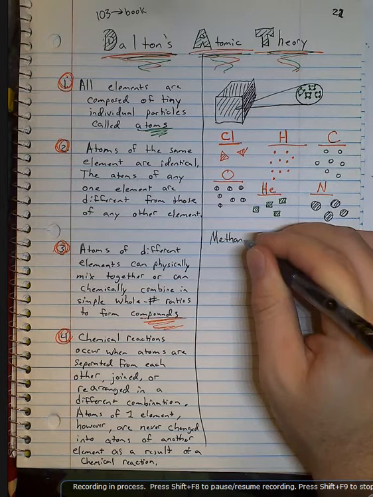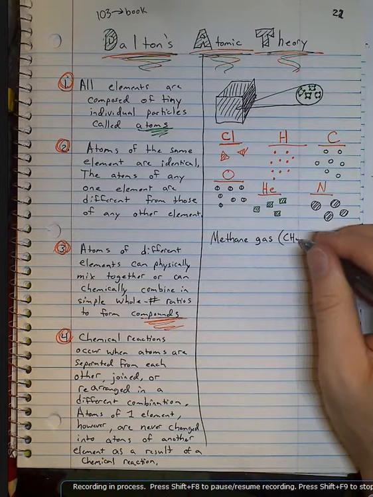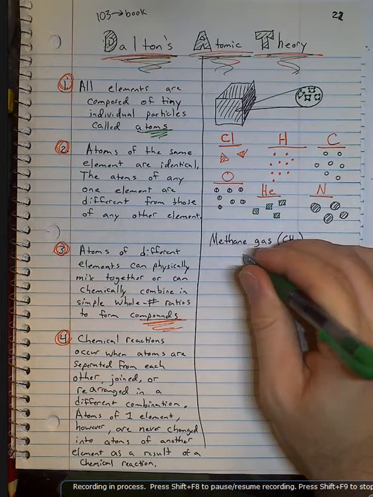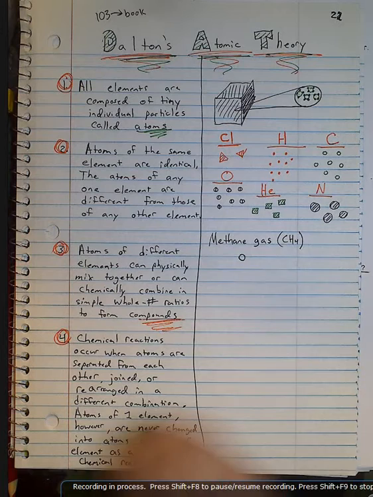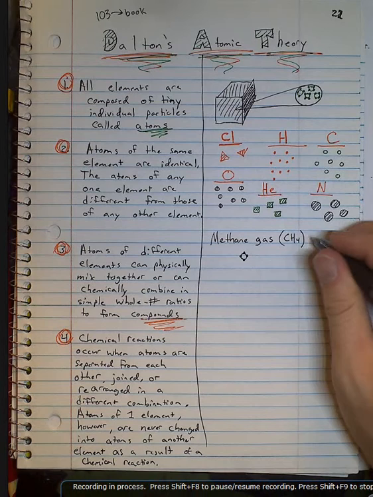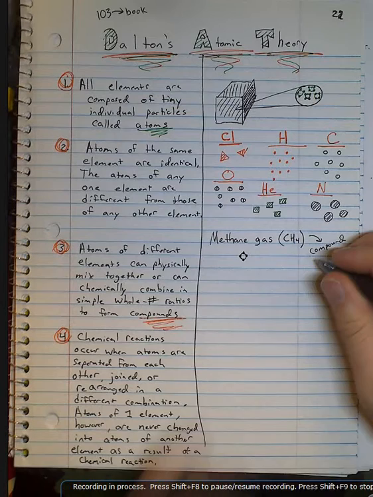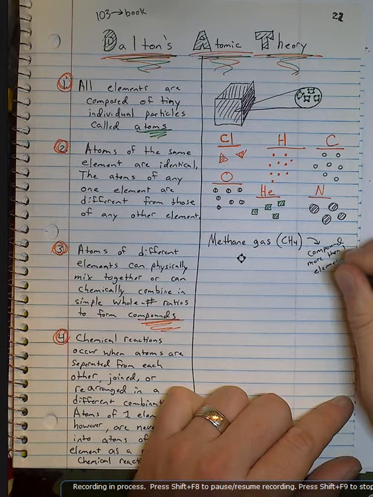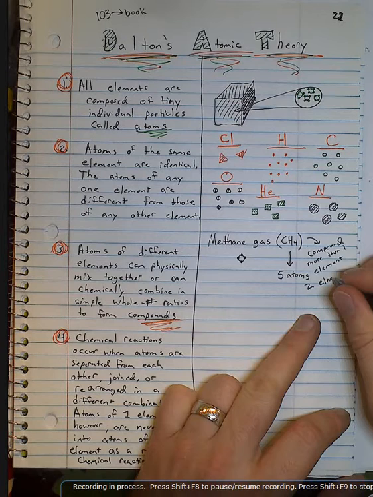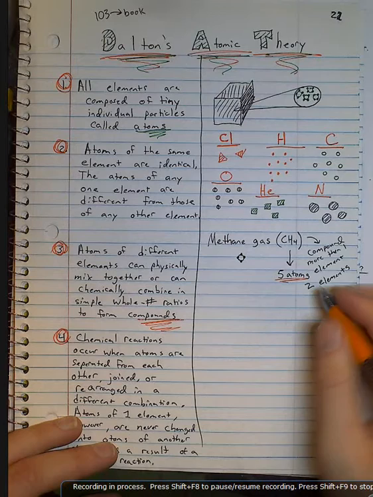Okay, so for methane gas, we have CH4, okay? So we need one of our carbons, and we need four of our hydrogens, okay? So let's take carbon, which is this guy, and we have four of our hydrogens. That's these little tiny guys. So we're going to put four, one, two, three, four, okay? So on here right now, this is a compound, because we have more than one element. We also have one, two, three, four, five atoms, made up of two different elements, carbon and hydrogen. We have five atoms, two elements. We're considered a compound because we're more than one element.